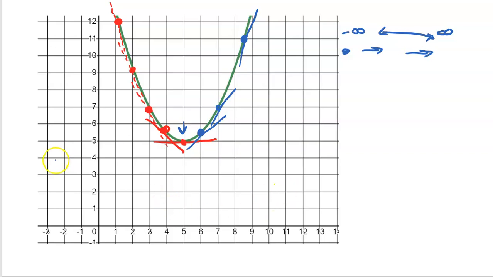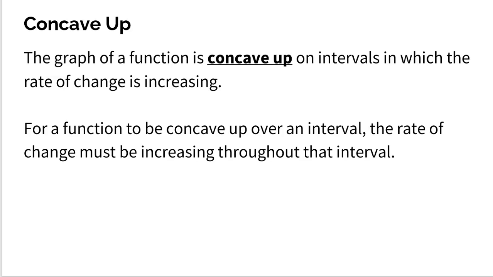Now, where the heck am I going with this? Well, new vocabulary alert: concavity, the whole point of this video. One definition is what we call concave up. The graph of a function is concave up on intervals in which the rate of change is increasing. I'm not saying you have a positive rate of change. I'm saying that you are concave up over an interval.